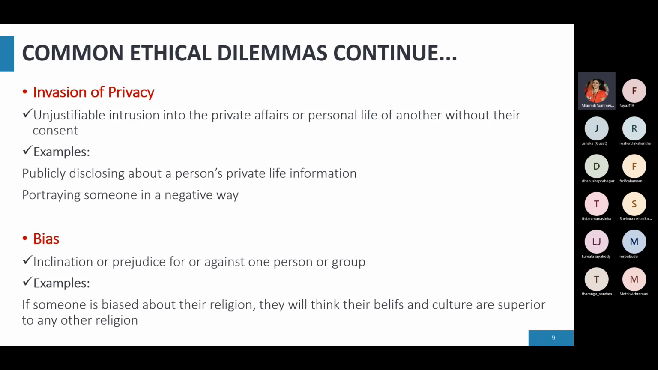That is bias. For example, if someone is biased about their religion, sometimes they may think that only their religion, their culture, their norms are the superior ones. If he has that kind of thought, then he starts to think that other religious activities, other religions, other norms, other beliefs are not superior. They are inferior to his.